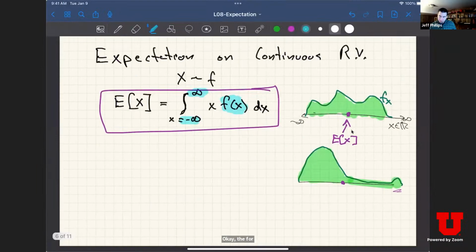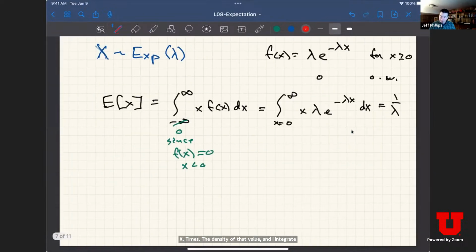For a continuous random variable, I've replaced this sum with an integral. And even though I don't have the probability that it takes on a value x, I have this density function instead. And so I can use the density function in place of the probability. Because I'm integrating over all the values, this is going to be okay. So again, it's the integral of the value it takes, x, times the density of that value. And I integrate over that, and that gives me the expectation.